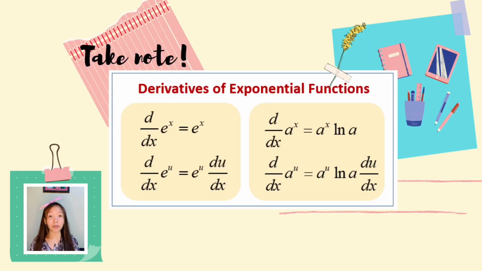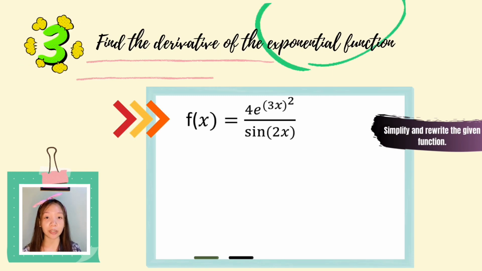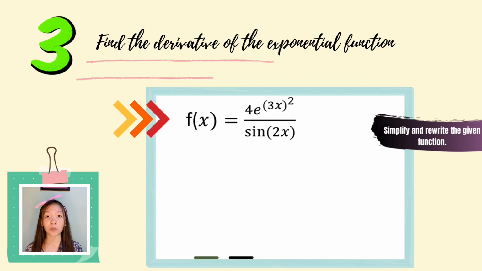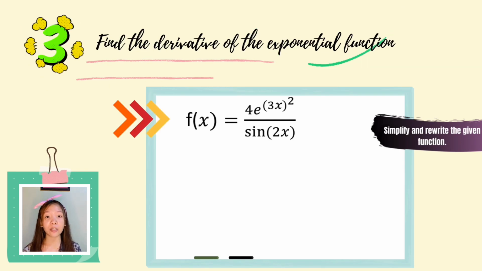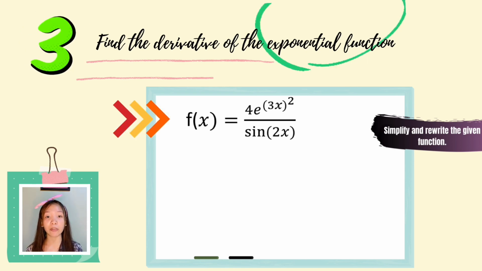So now we move on to our next topic, which is the derivatives of exponential functions. In finding the derivative of exponential function, you have to take note of this one. For the third problem that I have prepared, we find the derivative of this exponential function. Function of x is equal to 4e to the power of 3x to the power of 2 all over sine 2x. First thing that we need to do is to check if we can simplify the given function.